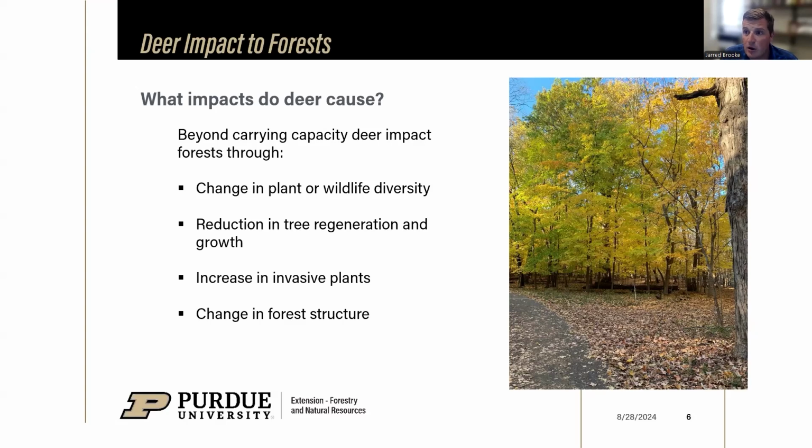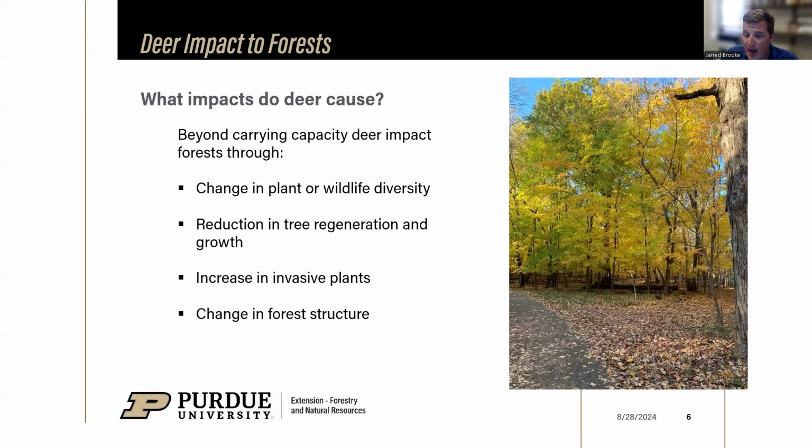We can reach back and look at some of the state parks that we have in Indiana through the 80s and 90s. As deer started to repopulate those state parks, there was no hunting or other forms of management in the parks, and the diversity and the browse lines, like you see in this picture, were very common in Indiana state parks through the 80s and early 90s. And so we saw a lot of things. We saw a real change in the plant diversity in those forests. We saw a reduction in tree regeneration and growth. Now in some areas we're starting to see an increase in invasive plant species.